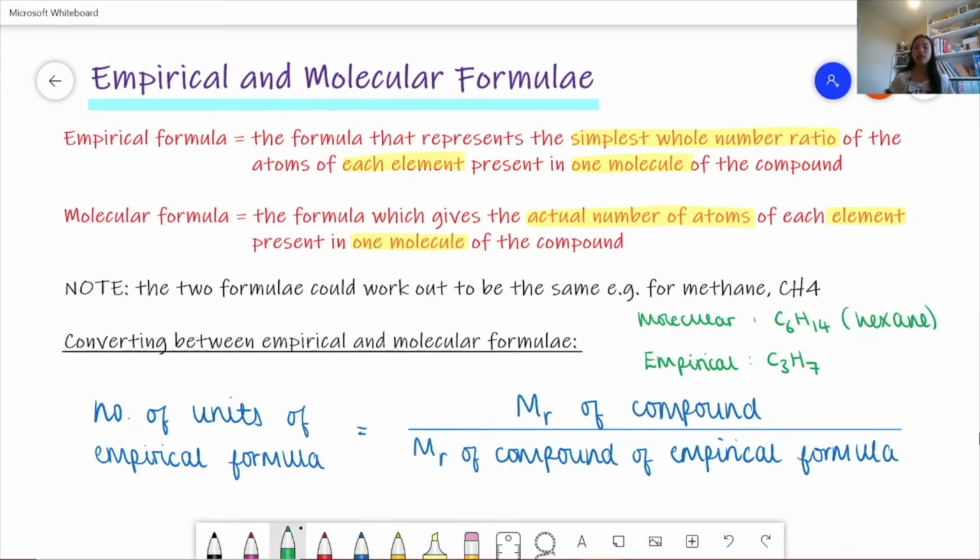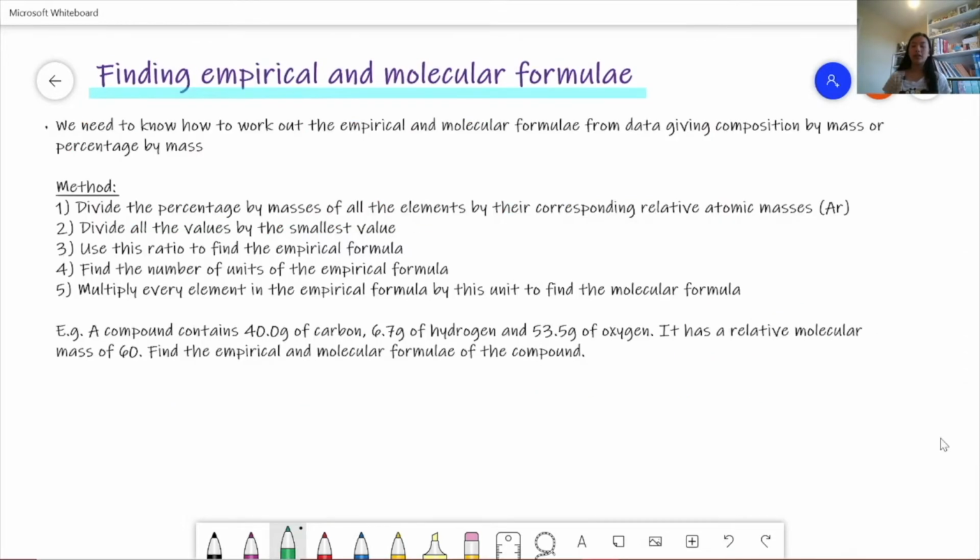And so to convert from empirical and molecular formulae, this is the equation we have. So we have that the number of units of the empirical formula is equal to the Mr of the compound, so the relative molecular mass, divided by the relative molecular mass of the compound with that empirical formula. And we're going to see how to use this. So now we're going to go on to finding the empirical and molecular formulae.